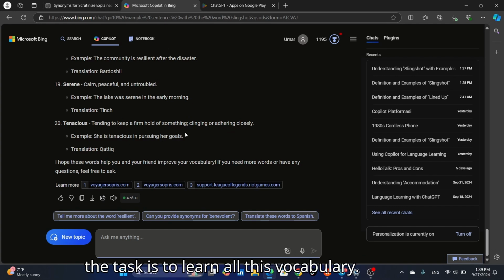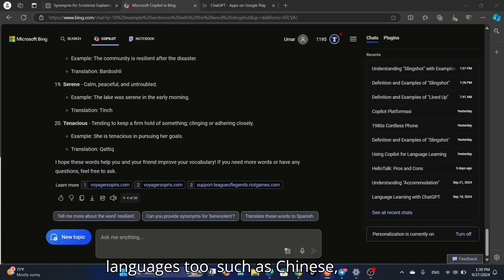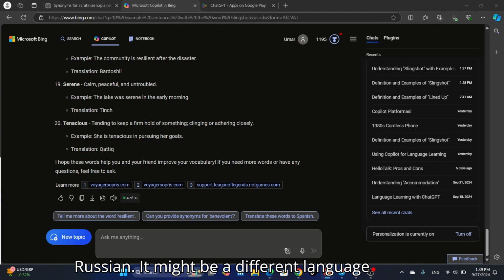Now, the task is to learn all this vocabulary. Have a conversation with Copilot and keep on learning English language and other languages too, such as Chinese, Russian. It might be a different language in your case. The translations provided are generally of high quality. However, there may be occasional inaccuracies.